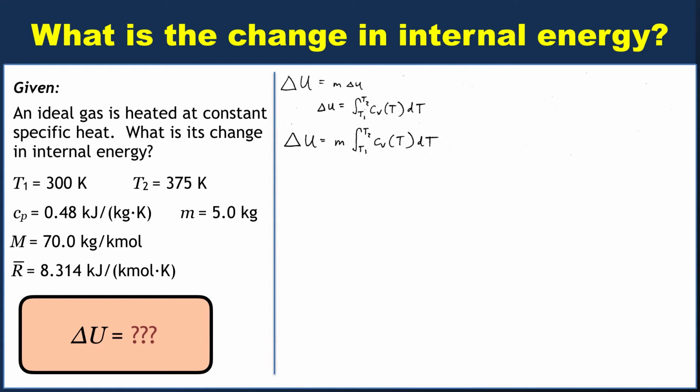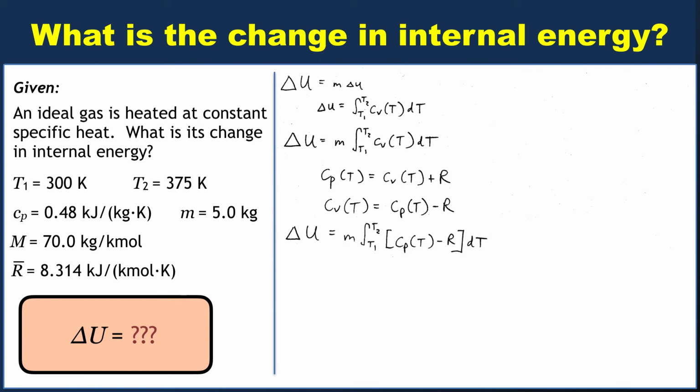Fortunately, for an ideal gas, there's a very simple relationship between Cp and Cv. This is true even if they're varying over temperature, namely that Cp equals Cv plus R, the specific gas constant for this gas. So we can rearrange that and solve for Cv in terms of Cp and R, and we can plug that back into the integrand in our equation for delta big U. So we say now that delta big U is mass times the temperature integral of Cp minus R.